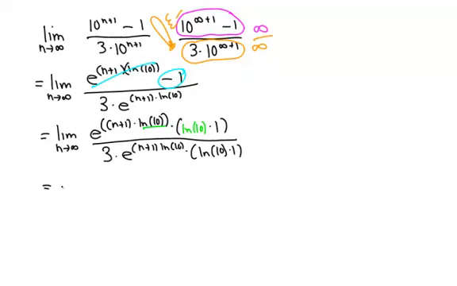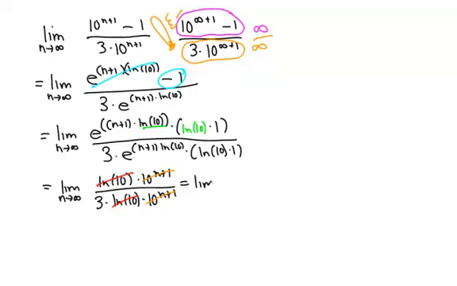So now let's clean this up just a wee bit here. On the top, we've got ln of 10 times 10 to the n plus 1, just by de-prepping it. And on the bottom, we have a 3 times ln of 10 times 10 to the n plus 1, by de-prepping that. You notice that the ln of 10's cancel. Oh, the 10 to the n plus 1's cancel. And so this means we're just looking at the limit as n goes to infinity of 1 over 3. And since that's a pure constant, we get a 1/3.